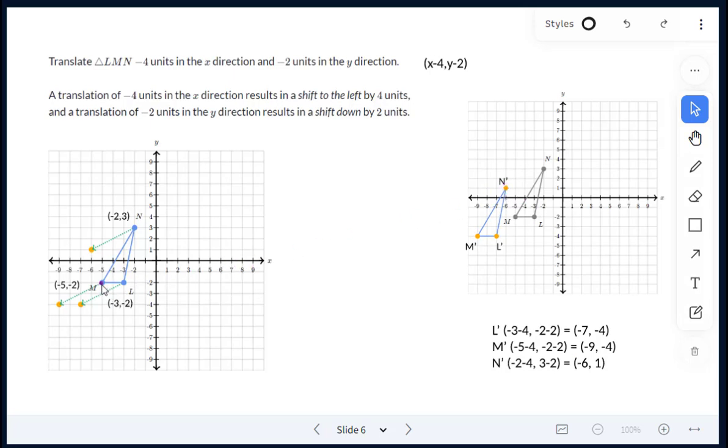So our M, negative 4 to the left, 1, 2, 3, 4, and then down 2. There's our new point. That's our new point for M. It's at negative 9, negative 4. We can also see it here, labeled as M prime. And our last point, L, same thing, negative 4. So 1, 2, 3, 4, and then negative 2 in the Y direction, 1, 2. There's our new point for L. So it becomes negative 7, negative 4. And we can see that plotted here. So there is our new triangle, triangle L prime, M prime, N prime.